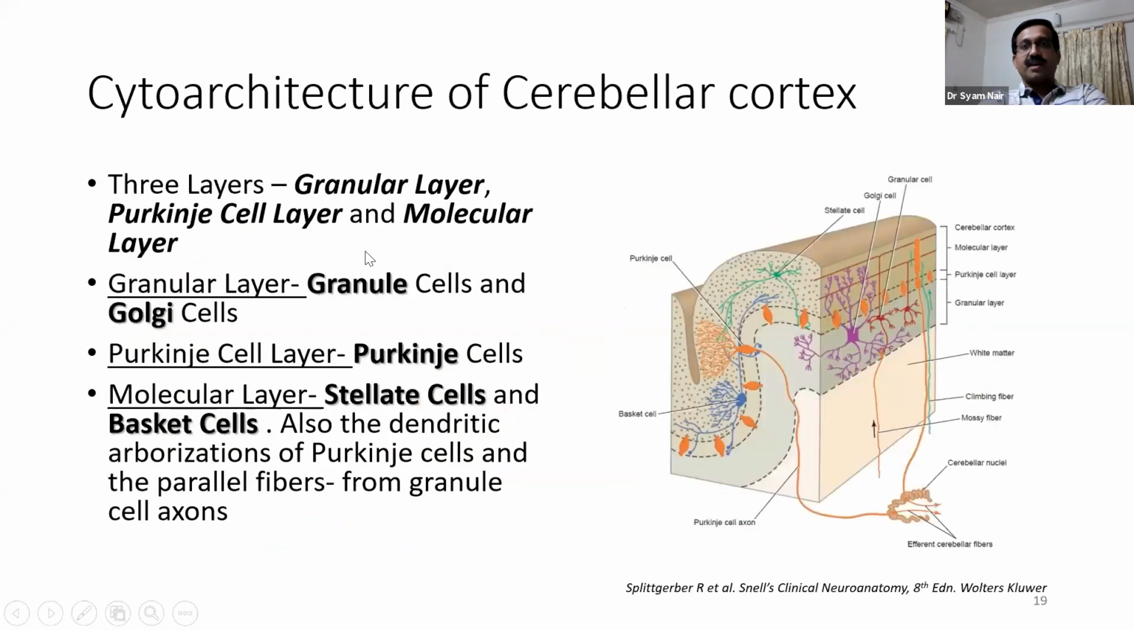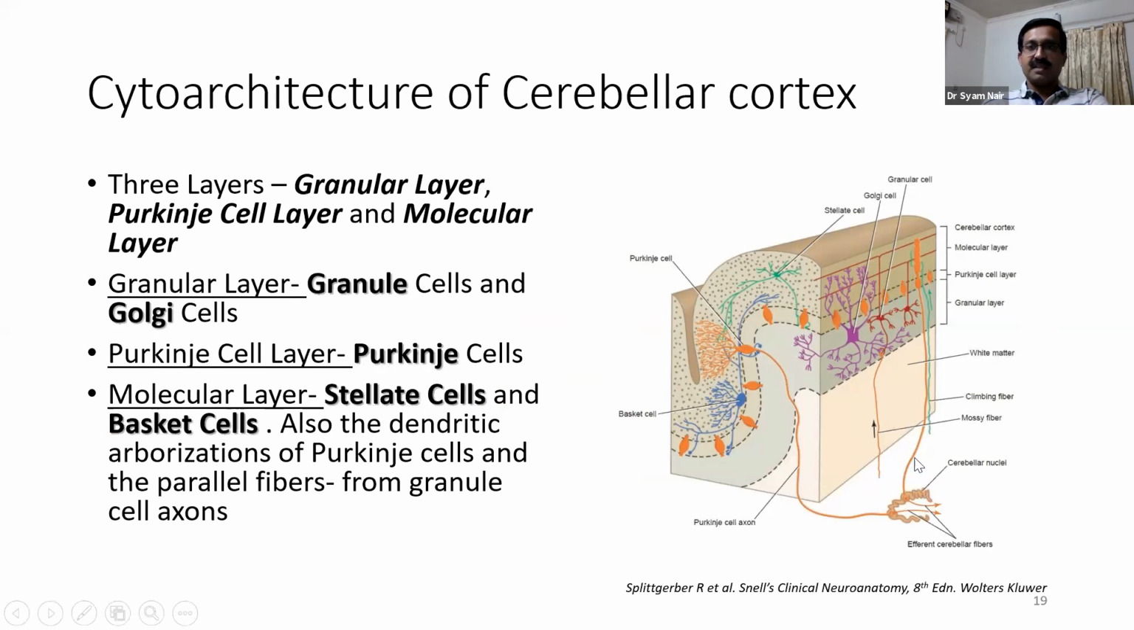So coming to the cytoarchitecture of the cerebellar cortex, the cerebellar cortex has got 3 layers: the granular layer, the Purkinje cell layer, and the molecular layer. The granular layer is composed of granule cells and Golgi cells. The Purkinje cell layer is composed of Purkinje cells. The molecular layer contains stellate cells and basket cells, which are interneurons. Also, it has dendritic arborizations of the Purkinje cells and parallel fibers which arise from the granule cell axons.